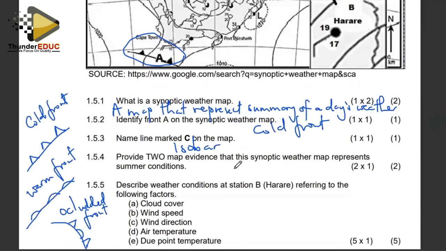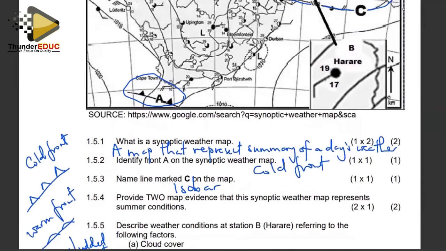Provide two map evidences that this synoptic weather map represents summer conditions. We are told that it is summer, and we want to substantiate why. Number one is this cold front here. This cold front is further to the south, which happens during the summer season. The cold front being further to the south is one piece of evidence.